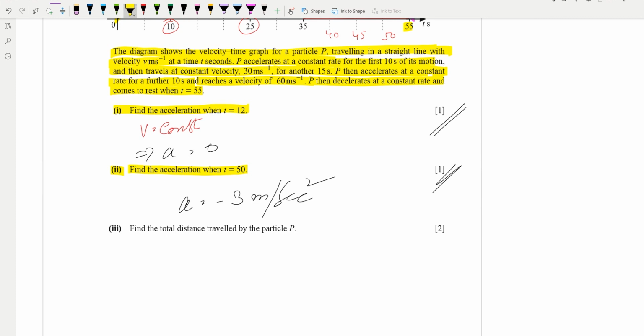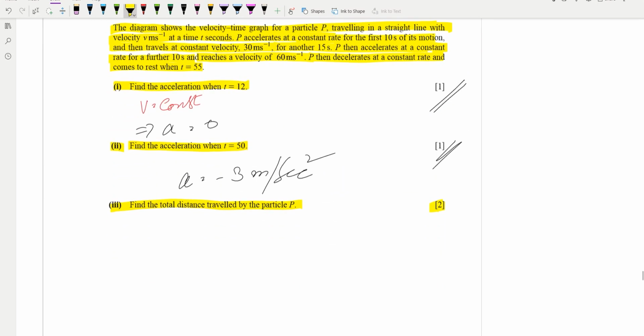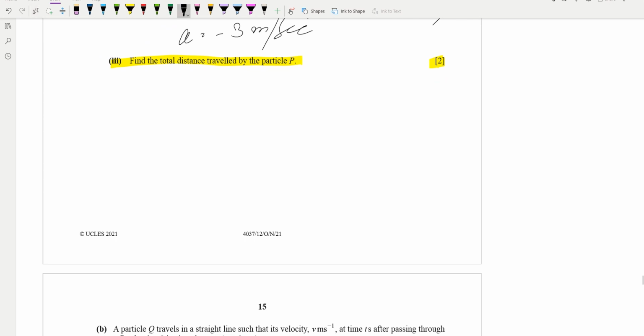Now the third part says find the total distance traveled by the particle P, and this is 2 marks. So we need the distance. Distance will be the area under the graph. The area under the graph we can split into different sections. For example, for the first section we can take this triangle, and the area of the triangle will be 1 by 2 into base into height. Base is 10 and height is 30, so we can write area will be 1 by 2 into 10 into 30, base into height. This will be the distance, and this will be plus.